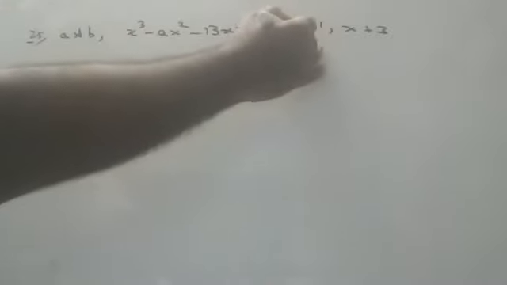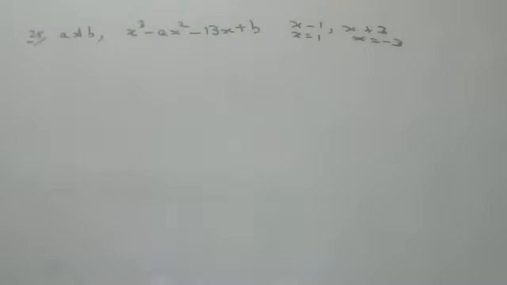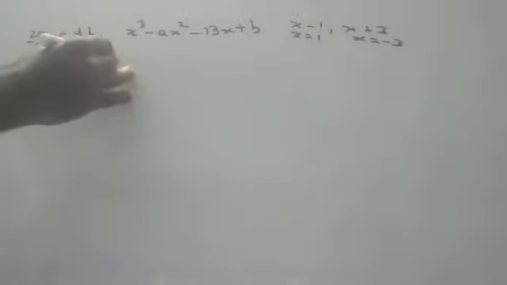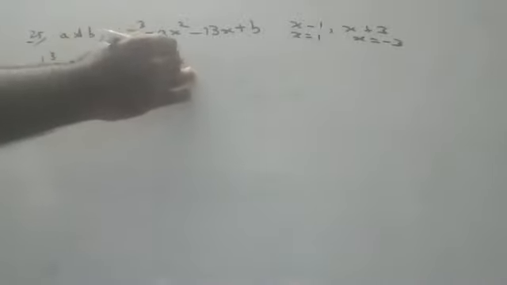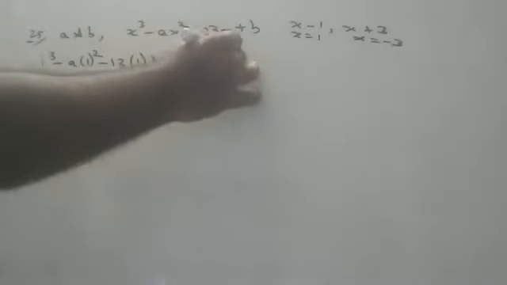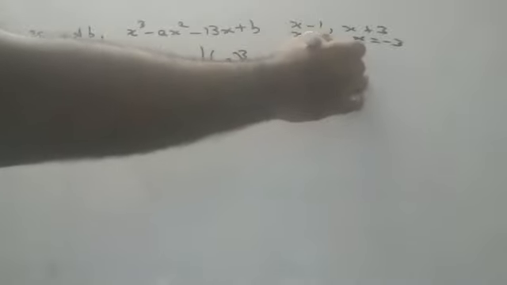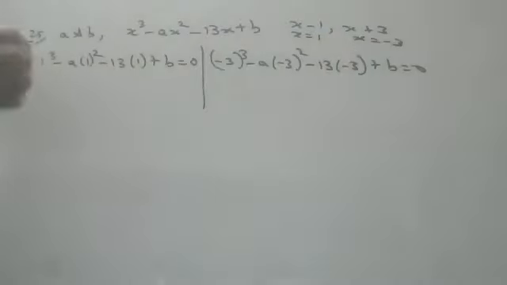is divisible by x minus 1 and x plus 3. Simple. Once you put 1, once you put minus 3, you'll get the answer. That's all, children. Two equations will get solved. Substituting 1: 1 cube minus a into 1 square minus 13 into 1 plus b is equal to 0. Then minus 3: minus 3 whole cube minus a into minus 3 whole square minus 13 into minus 3 plus b is equal to 0. Another equation.